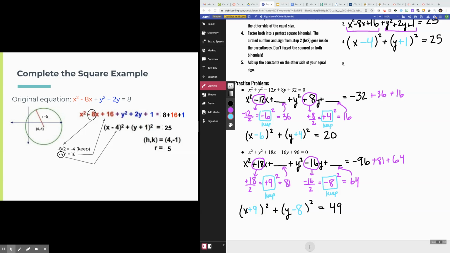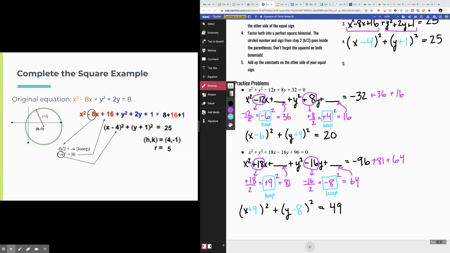Okay, and then for the number in front of the y, you have minus 16. Cut that in half. That's minus 8. I'm going to keep minus 8 for later. Square negative 8, and you get plus 64. So I'm going to add 64 to both sides. So then with the numbers I kept, those go inside my parentheses in my general format for my equation of a circle. So I have x plus 9 squared plus y minus 8 squared equals 49.